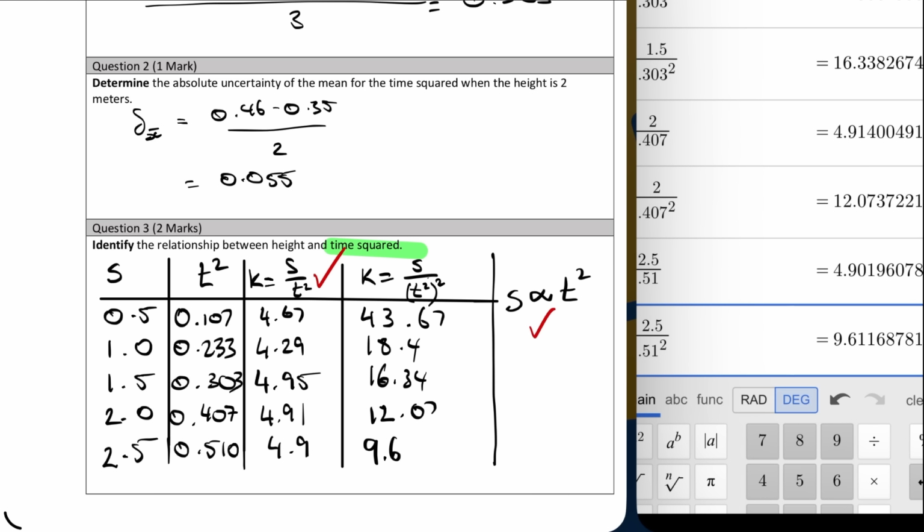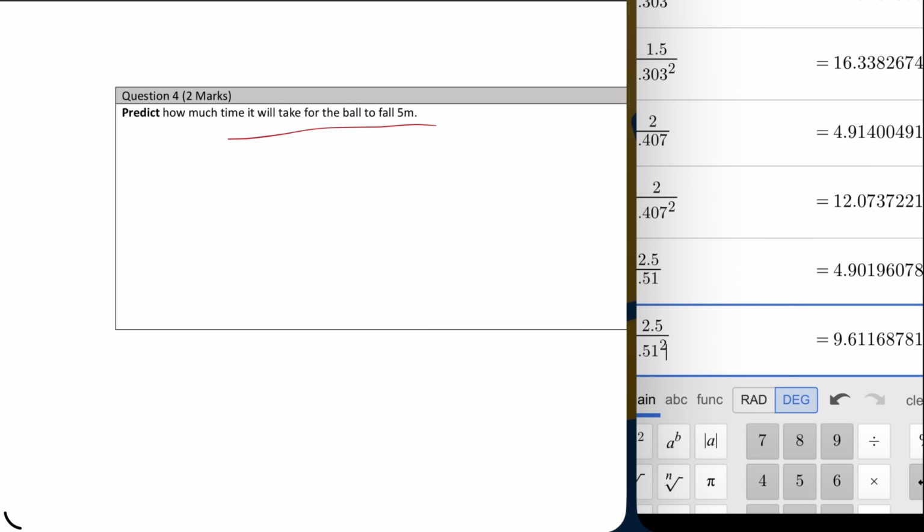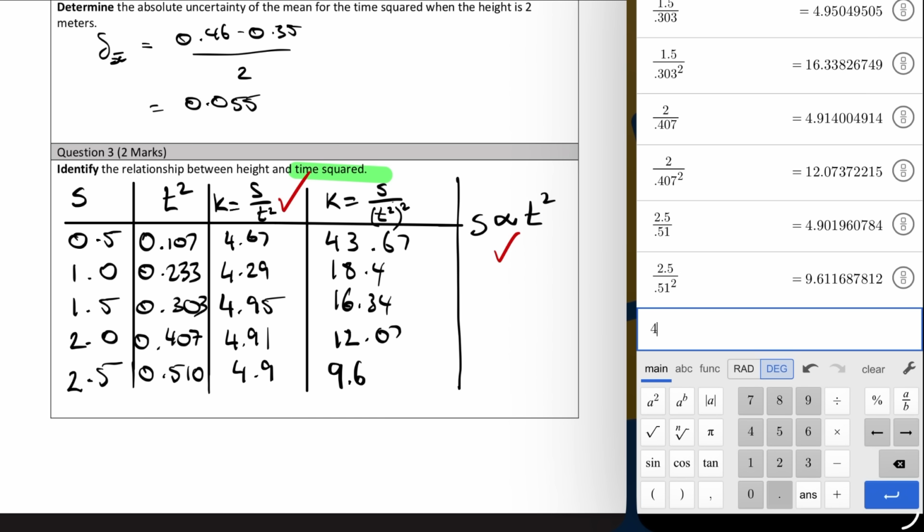The next question asks us to use that to predict how long it will take for the ball to fall 5 meters. Now, it's not a perfect system, but rather than graphing it all and coming up with a regression, we can find our average constant of proportionality here and use that to determine the gradient, or an approximation for the gradient of this graph. 4.67. I'm just typing that in the calculator on the right here.